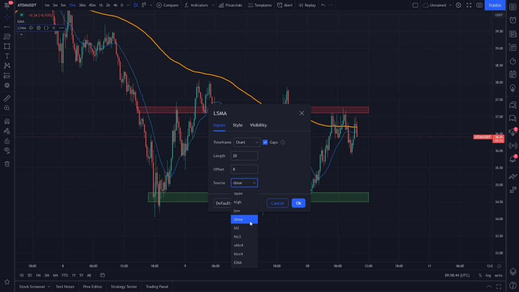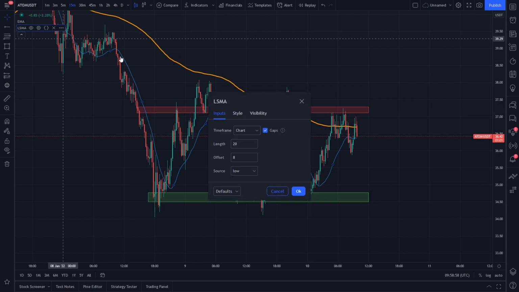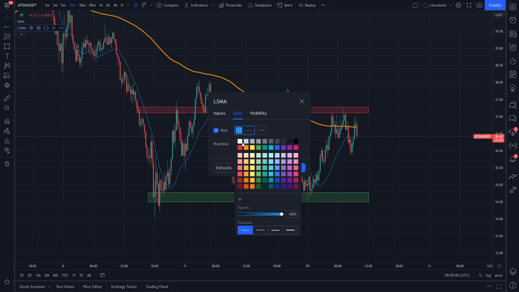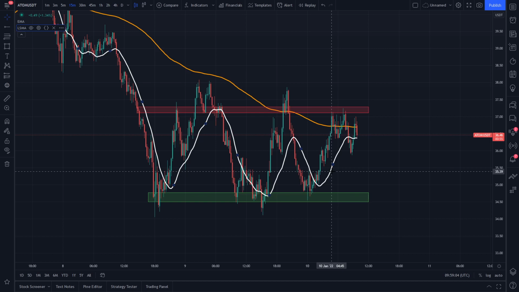The source can be close, but then I prefer you to use low as well, because then it will form from a little bit below, which might increase your accuracy. Otherwise, close is fine. So we do that. Then we go back to settings. Choose a color that you can remember. Increase the thickness. I use white, so let white be there.